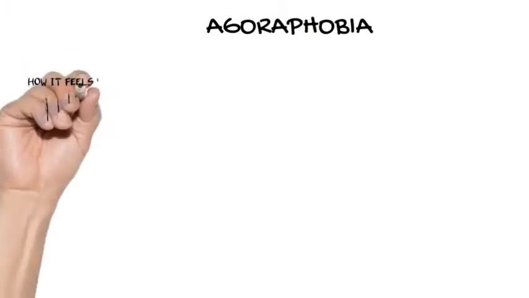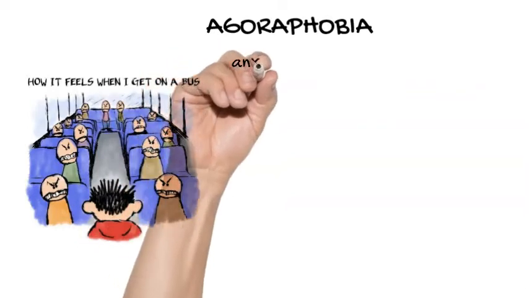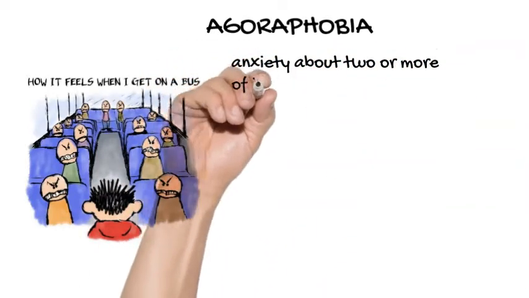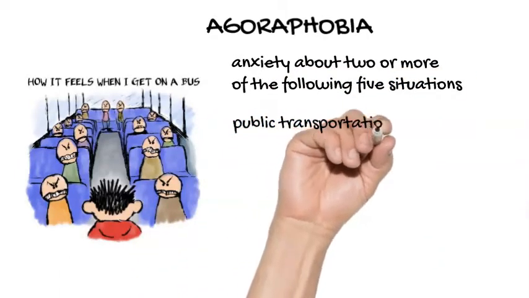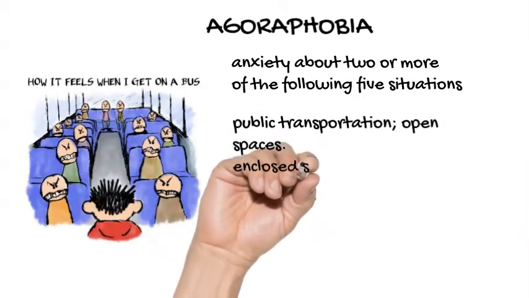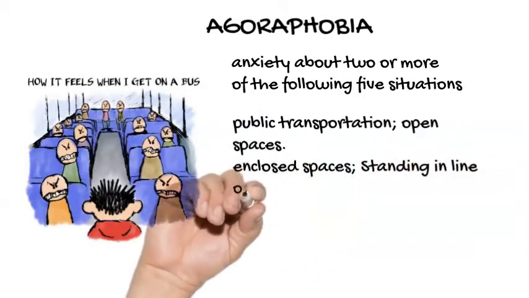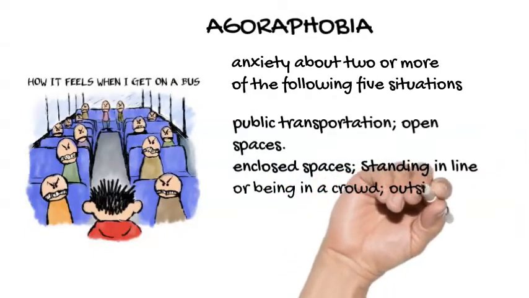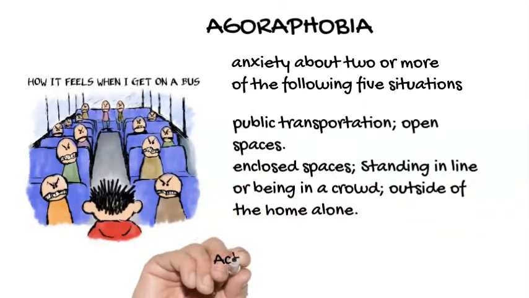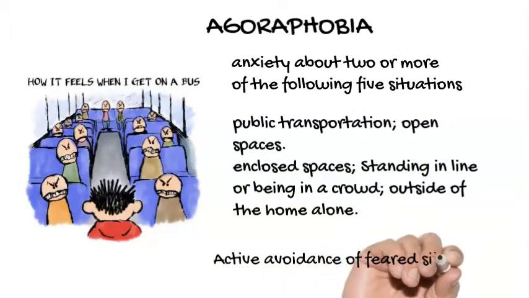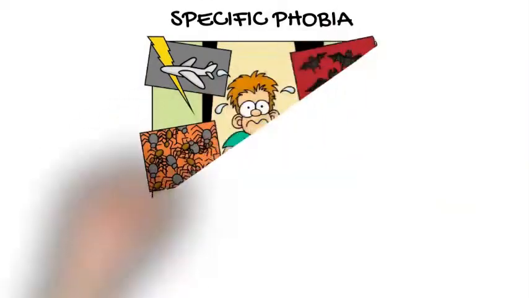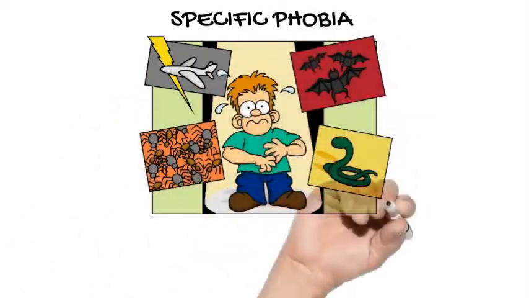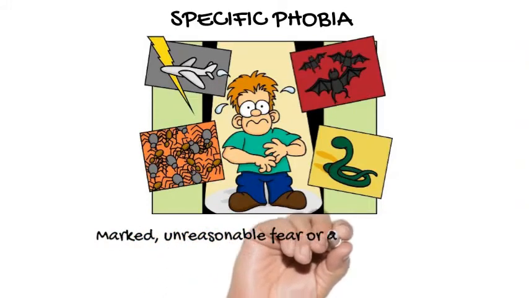Agoraphobia. Marked, unreasonable fear or anxiety about 2 or more of the following 5 situations: using public transportation, being in open spaces, being in enclosed spaces, standing in line or being in a crowd, being outside of the home alone. Also has active avoidance of feared situation due to thoughts that escape might be difficult or help unavailable if panic-like symptoms occur.